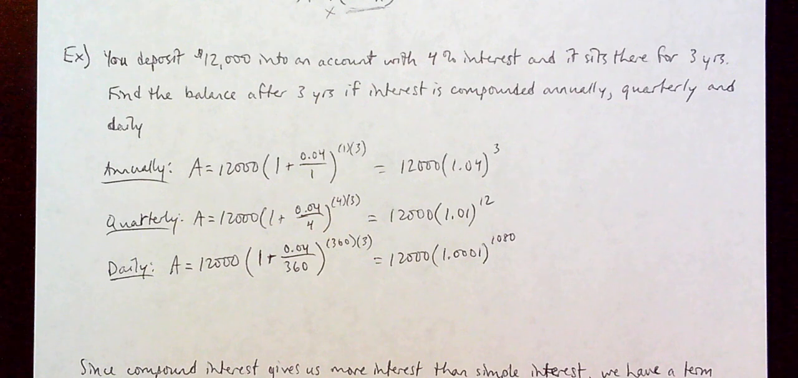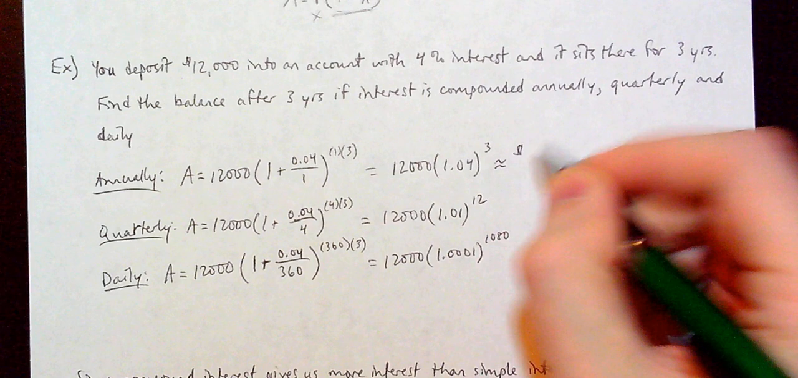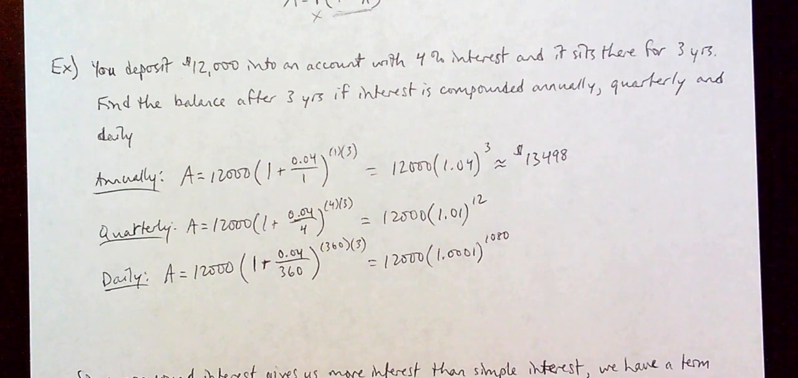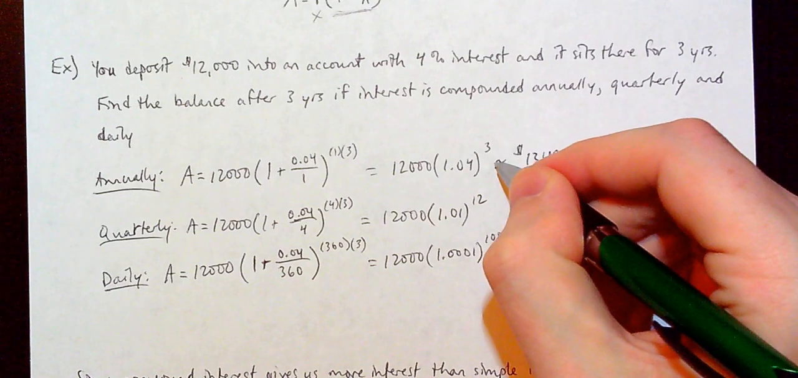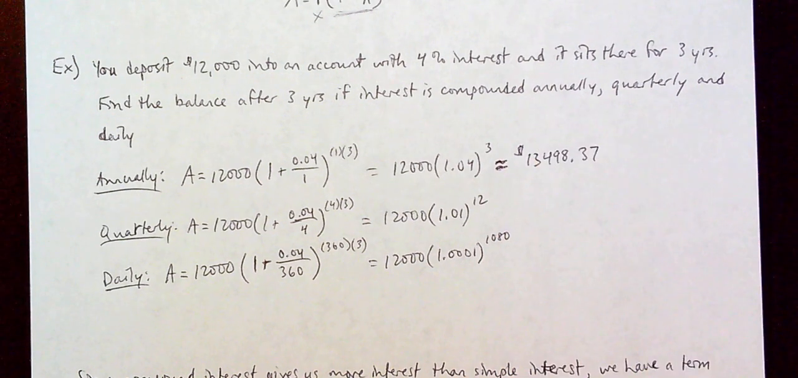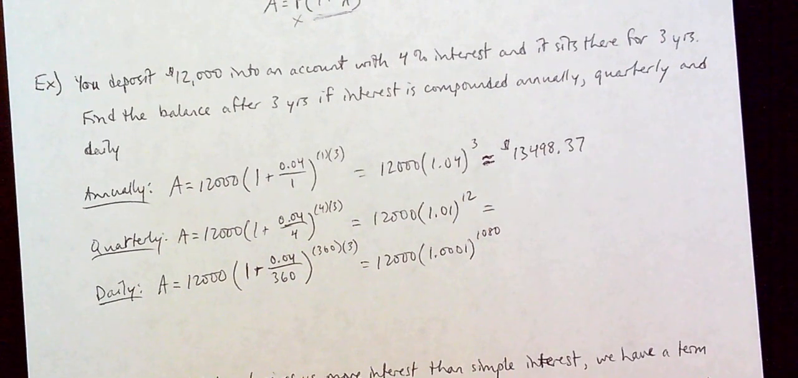If you do 1.04 to the cube power, you get 1.124864. Multiply that by 12,000 and round to 2 decimal places. You get $13,498.37. Okay, that's our first one there.